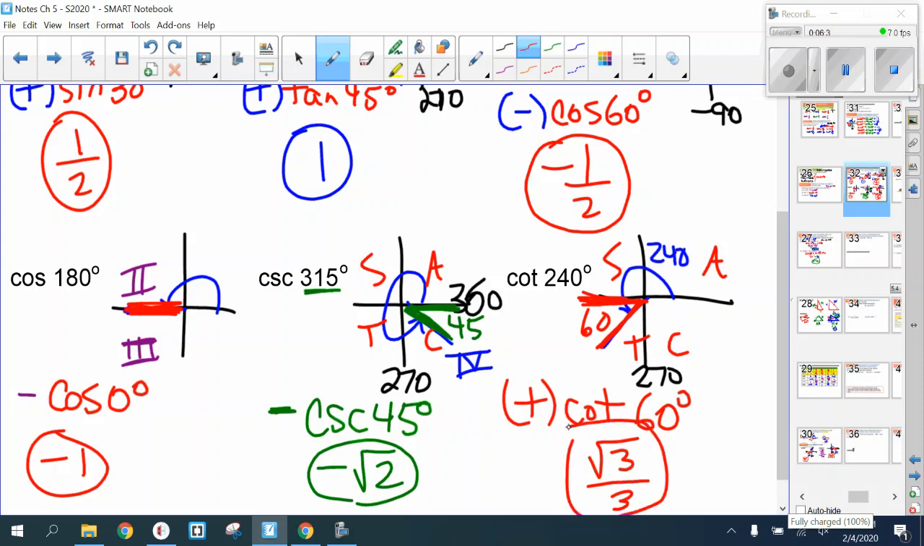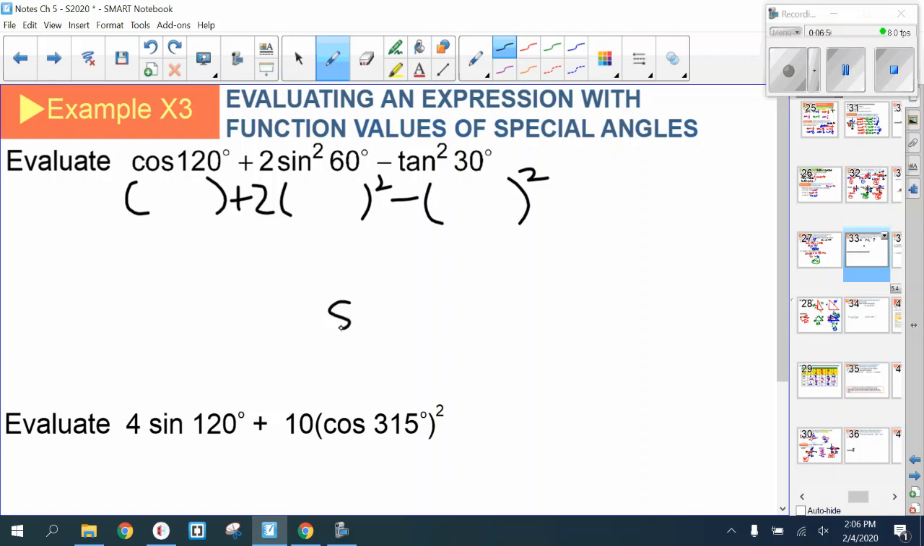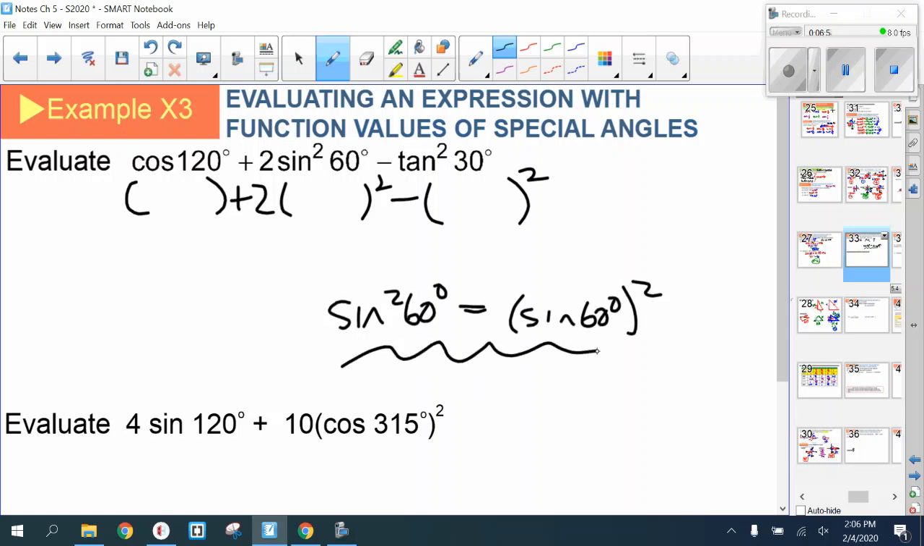All right, now I am on a roll. It's got one more slide. Okay, example x3, it's basically a PEMDAS question. You've got cosine 120 plus 2 sine squared 60 minus tangent squared 30. Keep in mind that when it says sine squared 60, you don't need to write this down, but that's the same thing as sine 60 squared.